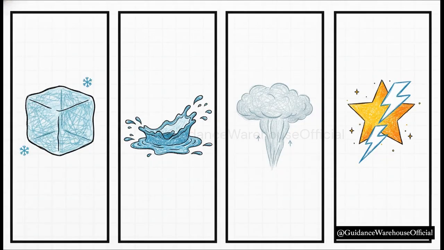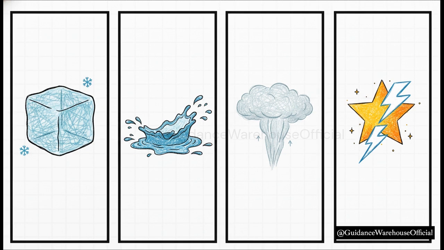Now, matter shows up in a few fascinating ways, and you're probably super familiar with the first 3. We've got solids, which are rigid with a definite shape, like ice. We've got liquids that flow and take the shape of whatever container they're in, like water. And gases, which take both the shape and the volume of their container, like steam.